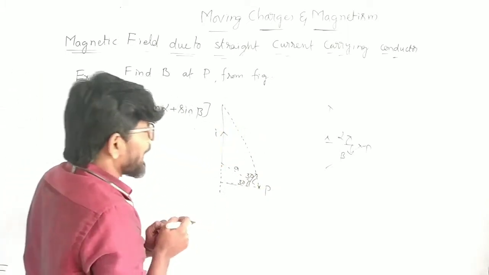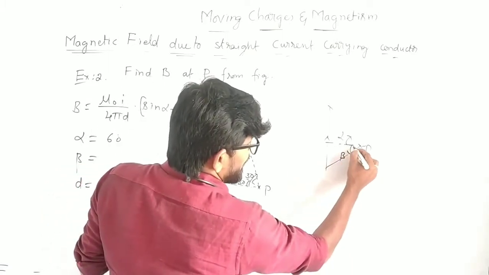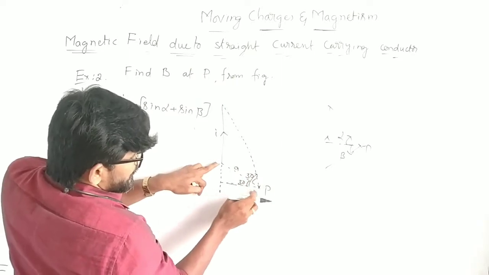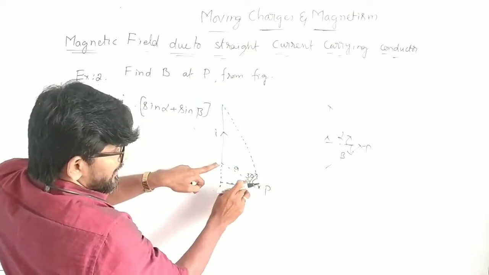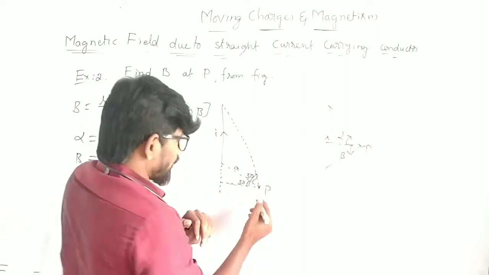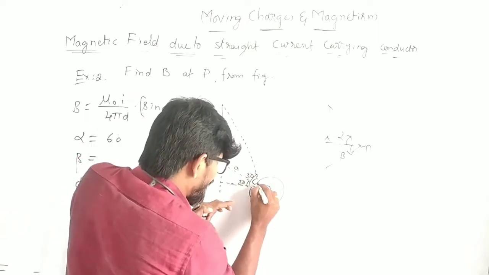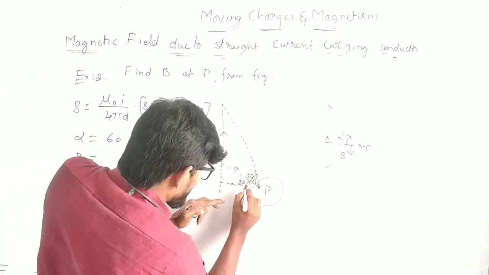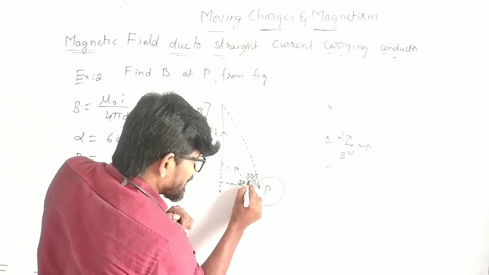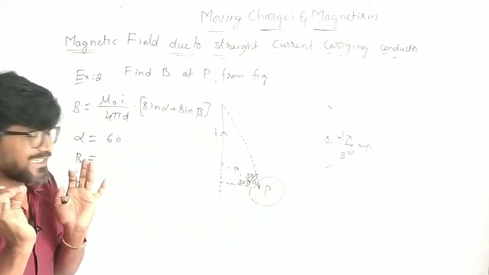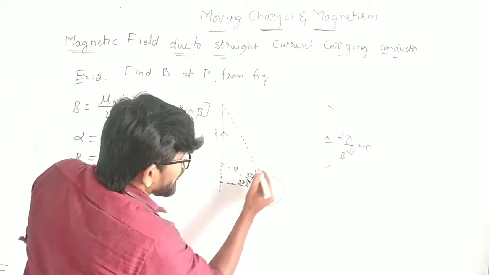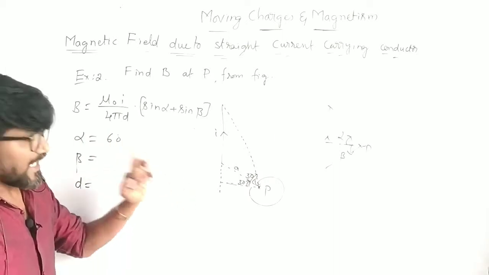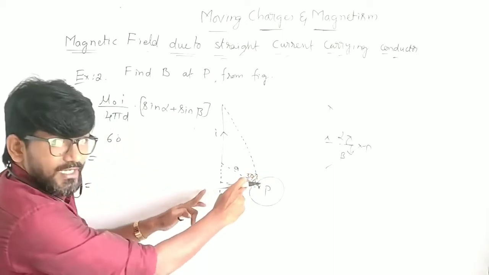What is beta? Beta is the angle between the perpendicular line and the line joining the bottom end to the point. The bottom end is this, the point is this. So the angle between the perpendicular line and this should be measured in anti-clockwise. That is your beta. But here this angle, given as 30, is not anti-clockwise but clockwise. So you can remember that if you measure in clockwise, you have to take this as minus, negative. Is it clear?